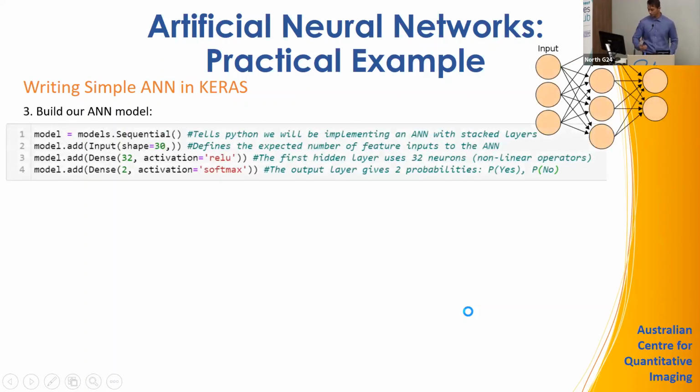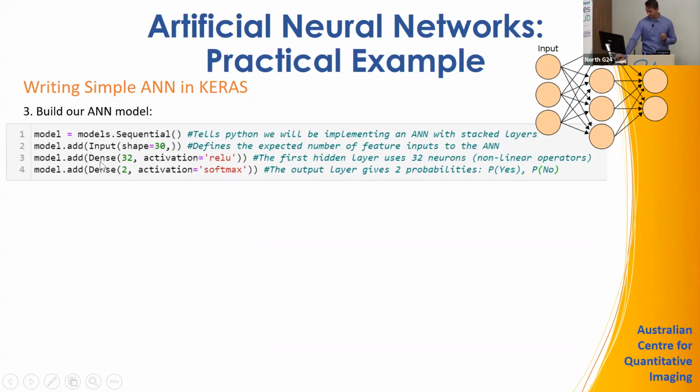So now we move on to building our model. Again, when I said that it reads like a book, we simply define our model and we call it a sequential. This tells Python that we'll be implementing an artificial neural network with stacked layers. This is a universal command to initiate an ANN. Then we simply add an input layer. Looking at the diagram here on the top right, our input layer is initialized by calling input with a shape of 30, meaning it accepts the 30 features that we have in our data set.